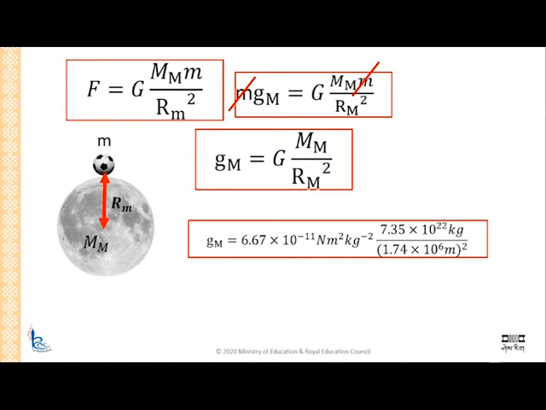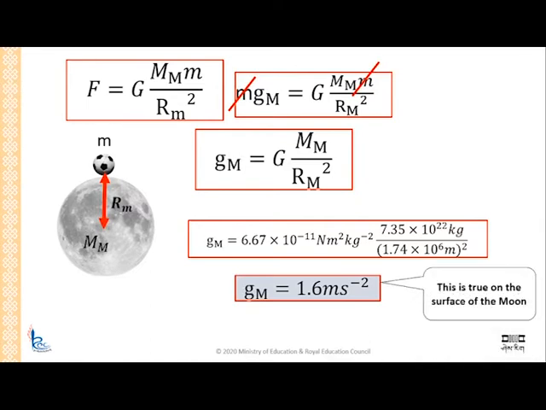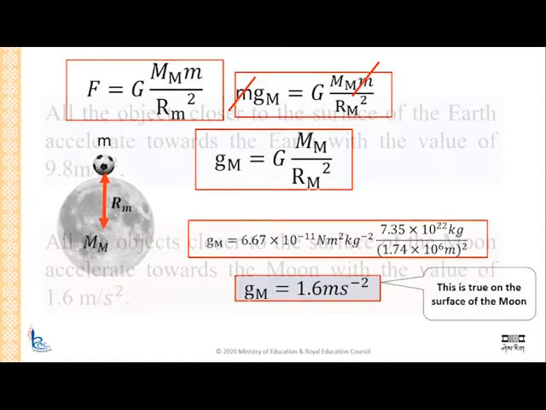Again, substituting the values, we have g_m is equal to 6.67 times 10 to the power negative 11 times the mass of the moon, 7.35 times 10 to the power 22 kg, divided by the radius of the moon, 1.74 times 10 to the power 6 meter. So calculating the value, we have g_m, that is the acceleration due to gravity on the surface of the moon, as 1.6 meter per second square. And again, this is true on the surface of the moon.